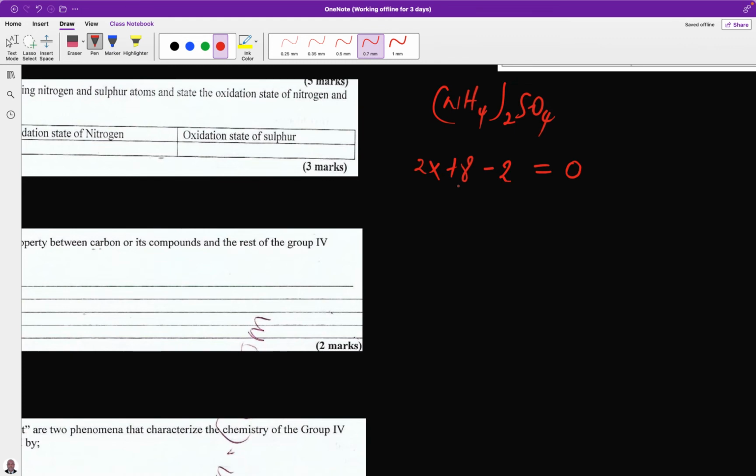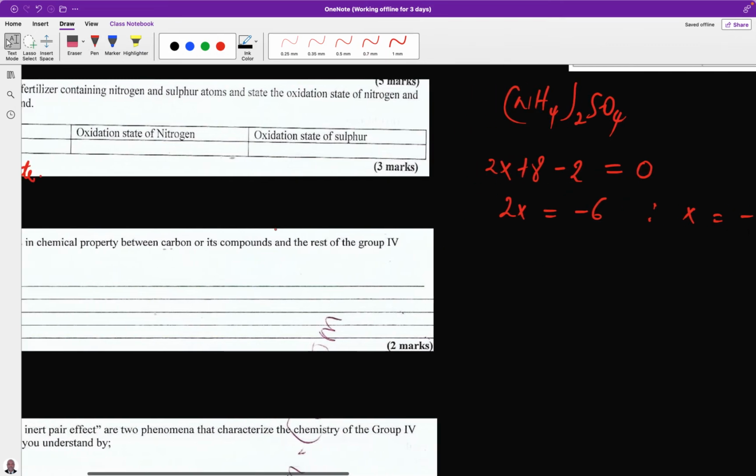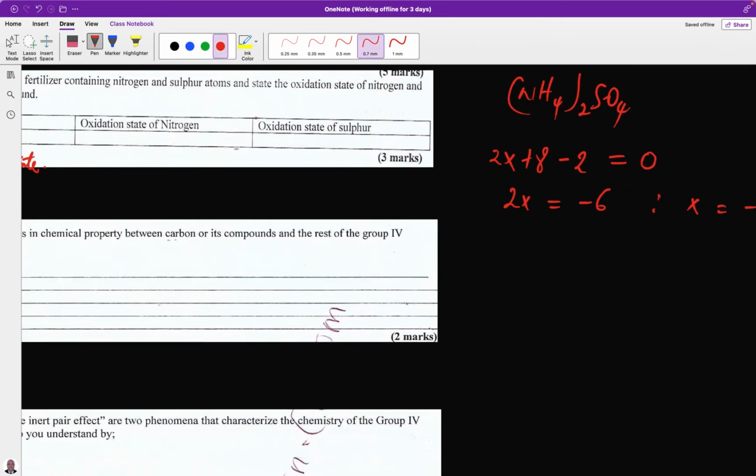Now, if we want to find x, it will be 2x plus 8 minus 2 equals 0, that is 2x equals -6. Therefore, x will be equal to -3. So nitrogen here will be -3 in this compound.